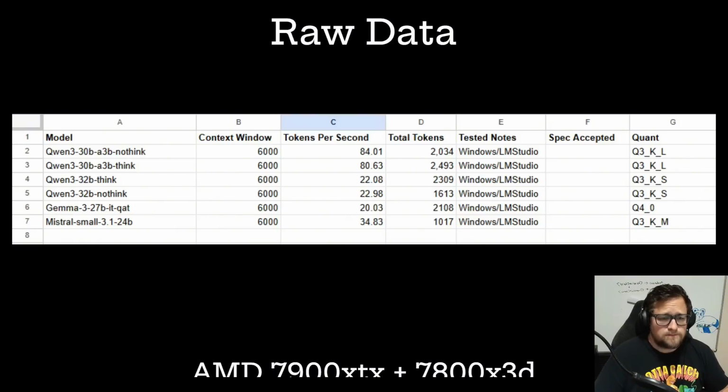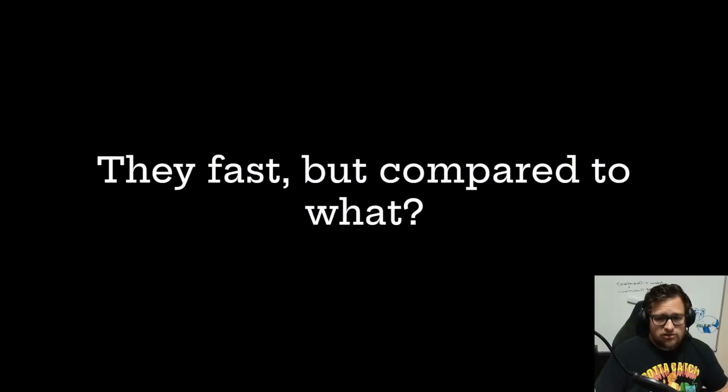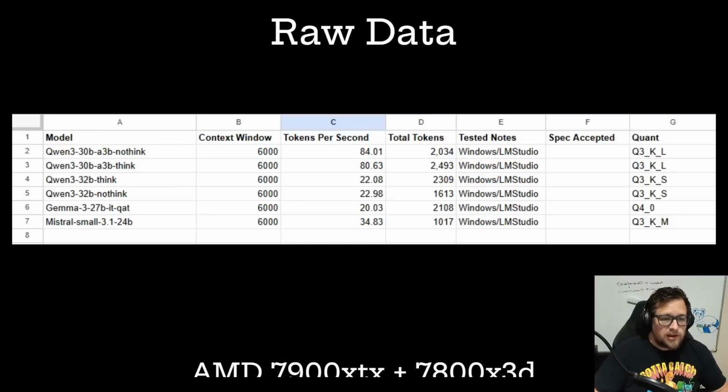Now, they are fast, but compared to what? So I got to thinking, go back to this a second. 84, 80. I mean, we're looking at 80 tokens per second. I had some that were low 90s if the prompt's small enough. That's incredible speeds. But what does that compare to?